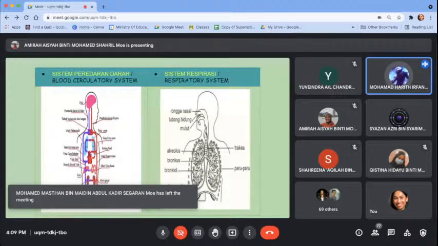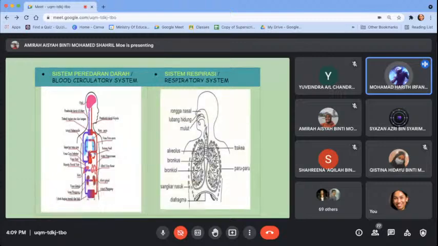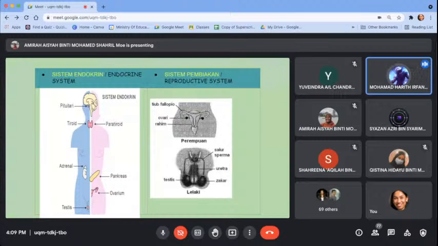Seterusnya sistem respirasi, mengambil oksigen dan mengeluarkan karbon dioksida dari sel dalam badan. Seterusnya sistem endokrin, menghasilkan hormon untuk menyelaraskan tindak balas dalam badan. Akhir sekali sistem pembiakan, menghasilkan sperma dan ovum untuk pembentukan zuriat.